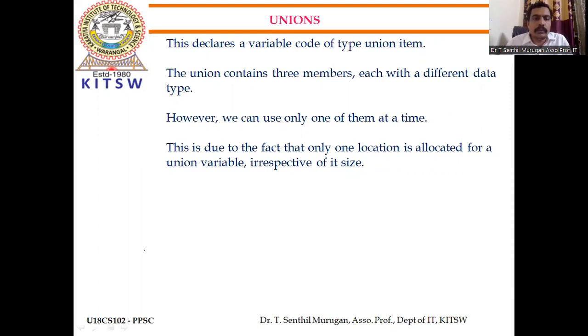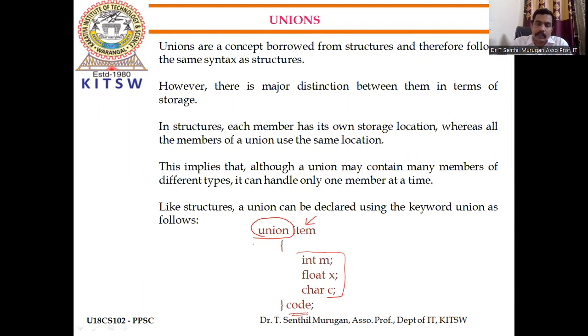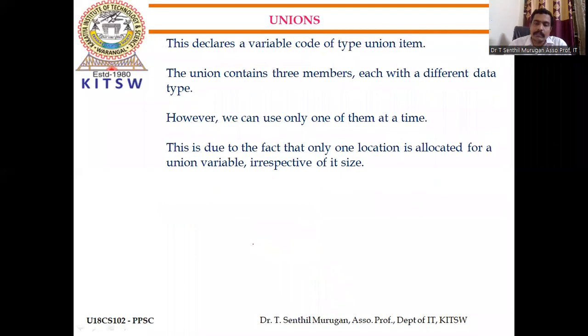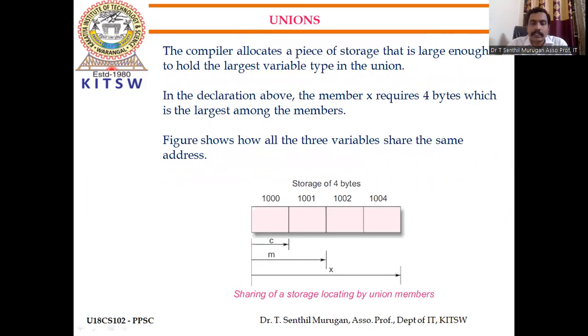So a union contains three members of different data types, but we can use only one of them at a time. In the previous examples, three variables are there, but whenever we want to access them, we can access only one at a time. That is the disadvantage of it.